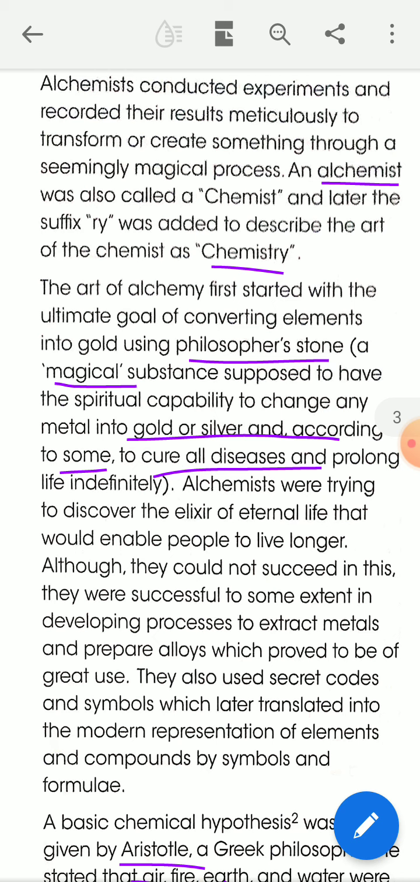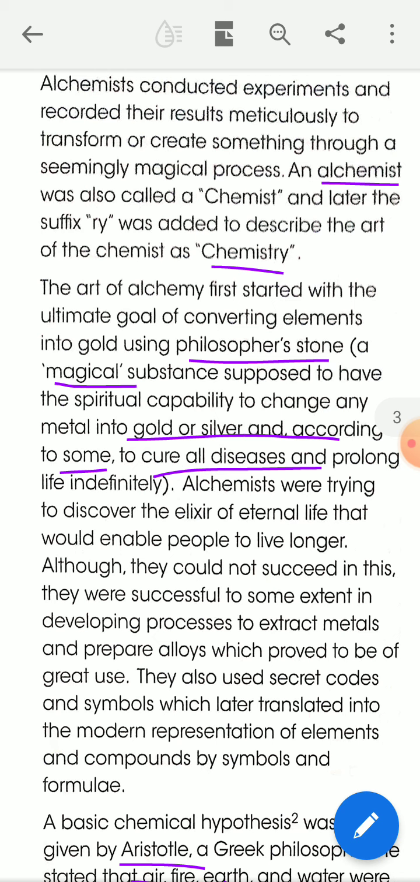The art of alchemy first started with the ultimate goal of converting elements into gold using the philosopher's stone. What is the philosopher's stone? A magical substance supposed to have the spiritual capability to change any metals into gold or silver, and according to some, to cure all diseases and prolong life indefinitely. Alchemists were trying to discover the elixir of eternal life that would enable people to live longer.